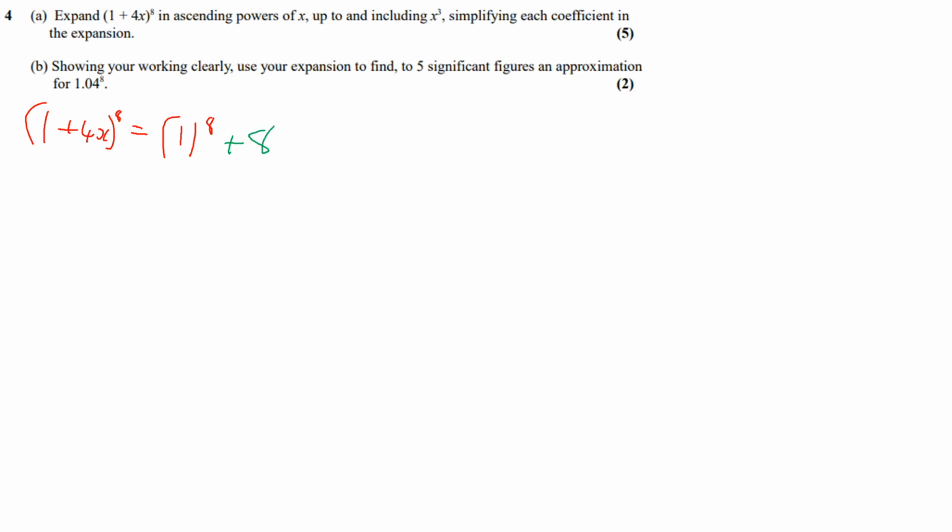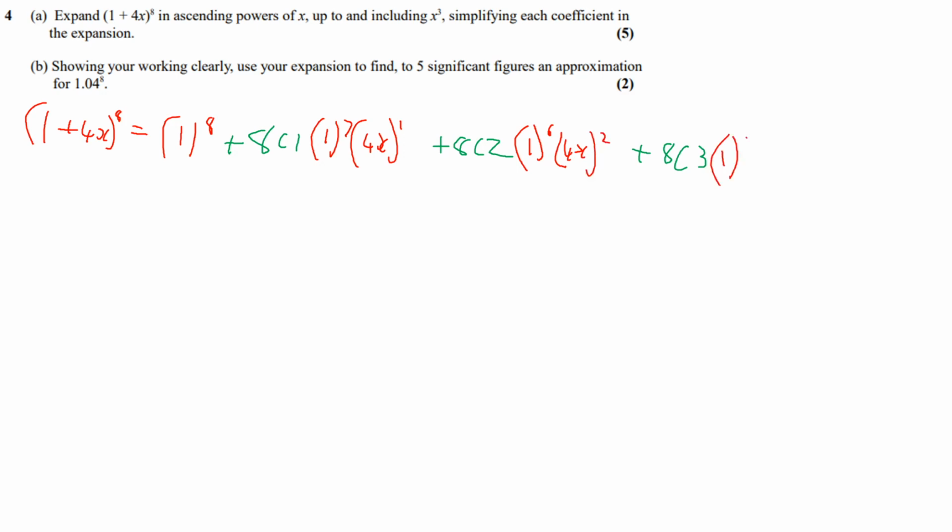plus 8 choose 1, plus 8 choose 2, and then plus 8 choose 3, times 1 to the 7, 4x to the 1, 1 to the 6, 4x to the 2, 1 to the 5, 4x to the 3.